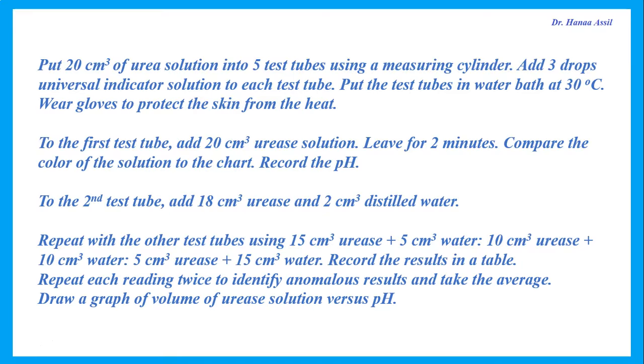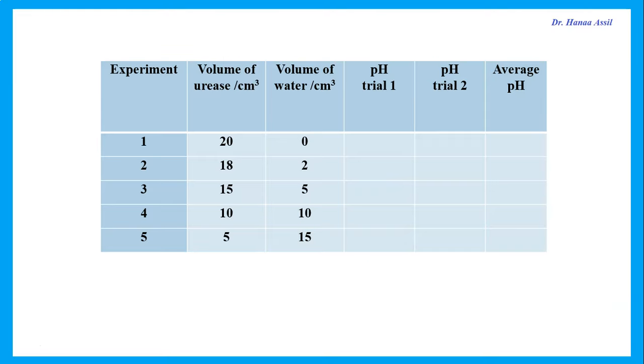Record the results in a table. Repeat each reading twice to identify anomalous results and take the average. Draw a graph of what? Of volume of urease versus pH, and you have something like this, in which we have the different experiments, volume of urease, volume of water, and the pHs at each trial and the average pH.